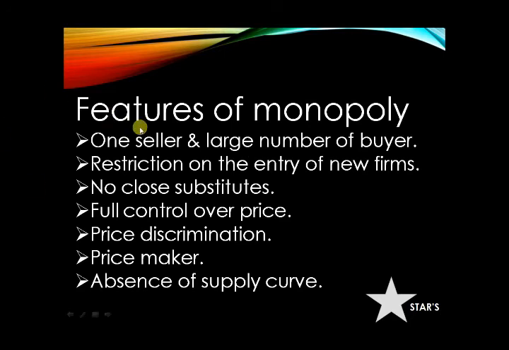Now let's study the features of monopoly market. First feature is one seller and a large number of buyers. Under monopoly, there is a single producer of a commodity. He may be alone, or there may be a group of partners, or a joint stock company, or a state. However, there is a large number of buyers of the product.